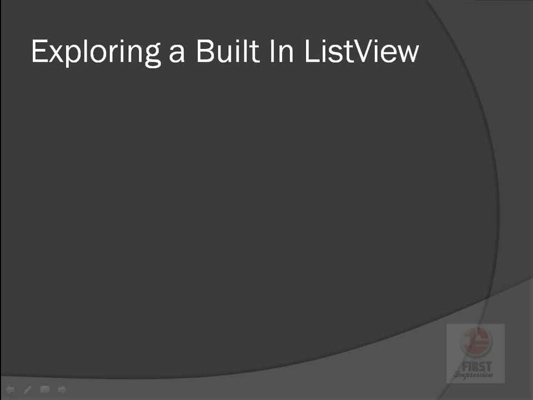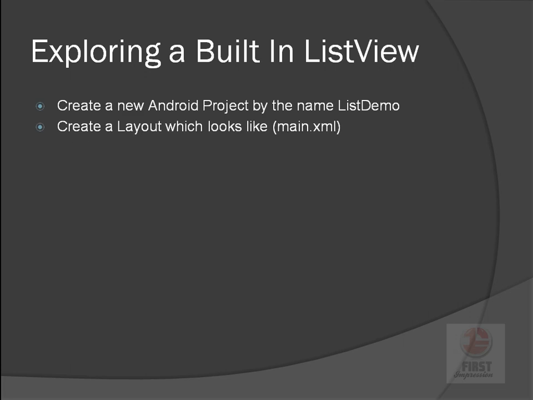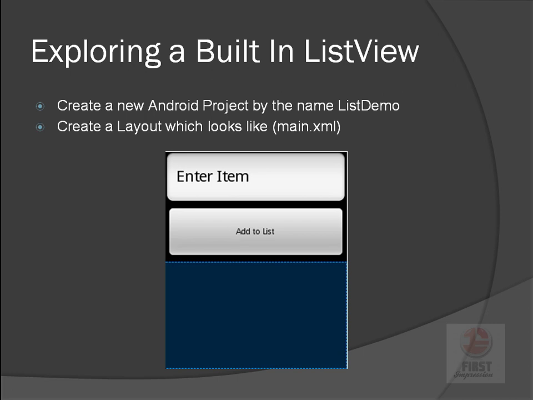Let's explore a built-in list view with Android. We'll create a project with the name list demo, and we'll have the layout which looks something like this. Okay, if we look at it the first time, we'll see that there are just two controls over here, that is the edit text and the button. But in actual reality, you have three controls. You have the edit text, you have the button, and you have the list view over here.